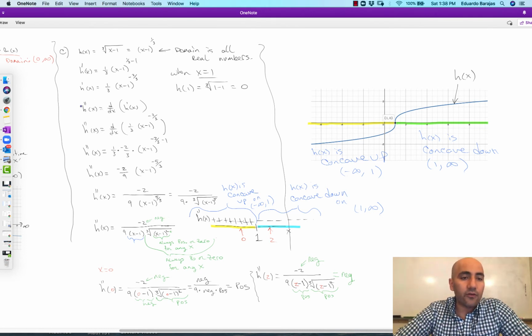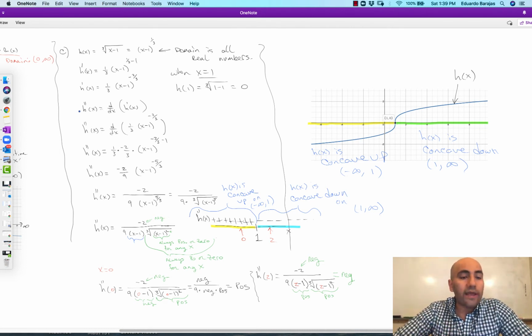Then we take another derivative. We want to find the second derivative. And so whenever the second derivative is positive, it means the first derivative is increasing, which means that the underlying function is concave up, right? Second derivative positive, first derivative increasing, underlying function concave up.